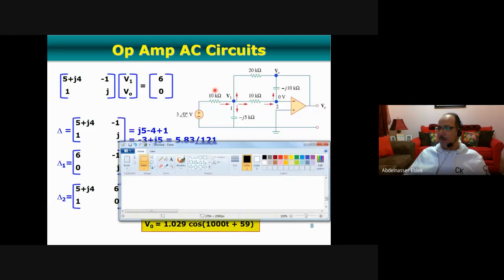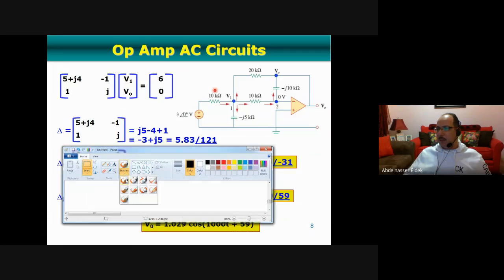Delta. That's delta. So here you have 5 times J will be 5J, or J5, plus J4 times J. J times J is negative J, is negative. And 4 times 1 will be 4, so minus 4. And then minus what? Negative 1 times 1 will be negative 1, so it will be minus 1, that is plus 1. Okay, so this is delta. It is actually negative 3 plus J5.